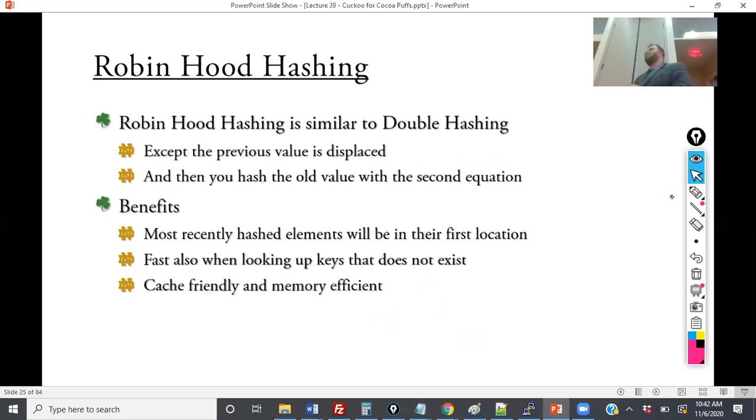Okay, so does anybody have any more questions about quadratic probing before I go into Robin Hood hashing?